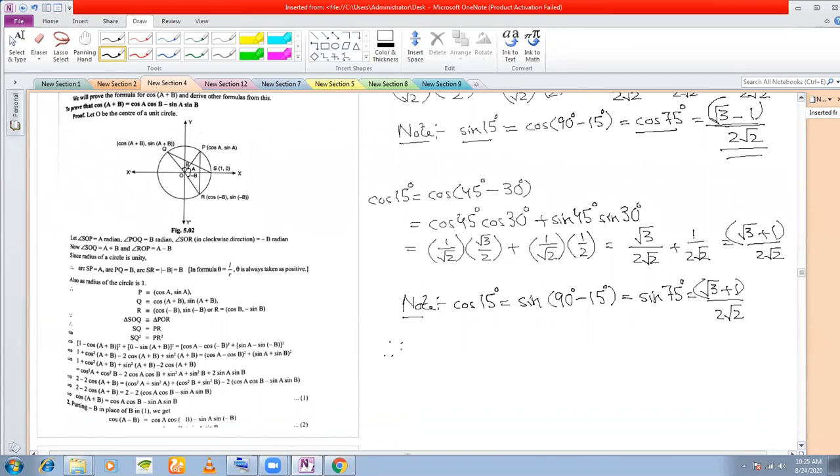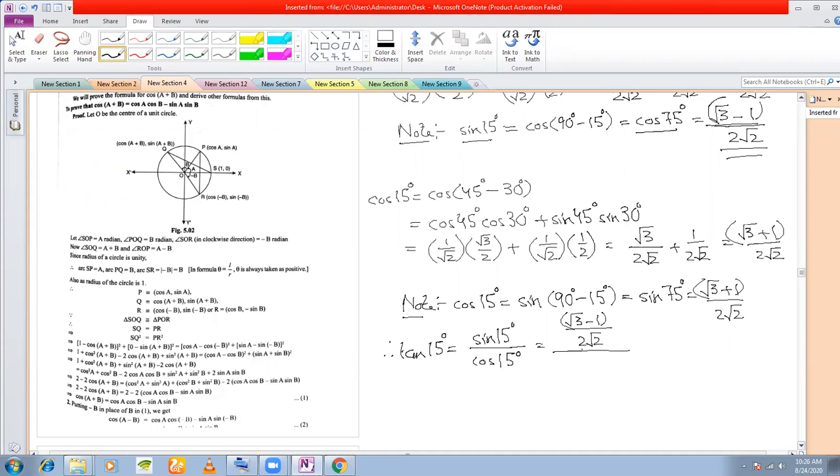So therefore, tan 15 degree is equal to sin 15 by cos 15. And sin 15 degree we have found out to be root 3 minus 1 by 2 root 2.